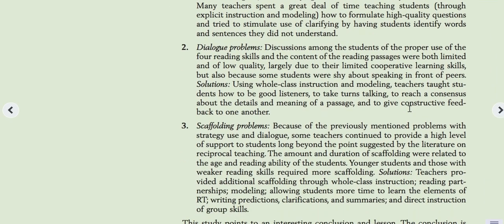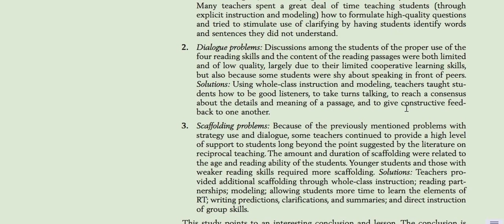Dialogue problems. Discussions among the students of the proper use of the 4 reading skills and the content of the reading passages were both limited and of low quality, largely due to their limited cooperative learning skills, but also because some students were shy about speaking in front of peers. Solutions: use whole class instruction and modeling. Teachers taught students how to be good listeners, to take turns talking, to reach a consensus about the details and meaning of a passage, and to give constructive feedback to one another.